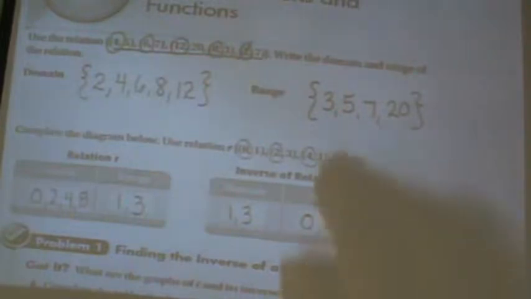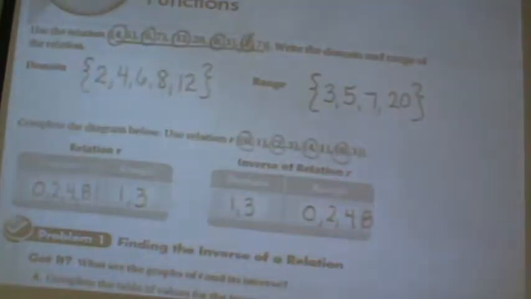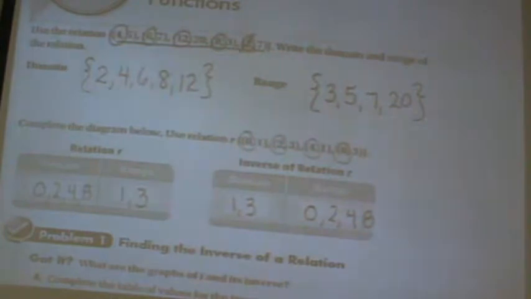Then what is an inverse now? What did we do with inverses? You flip the x and the y. We switch the x and y's. Okay? So inverse, you switch x and y around. So that's what we did yesterday.